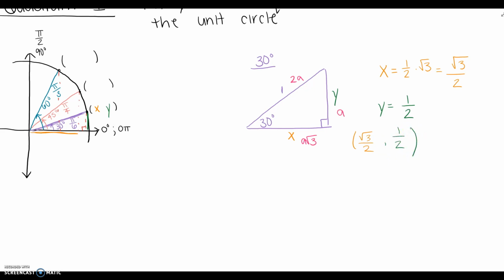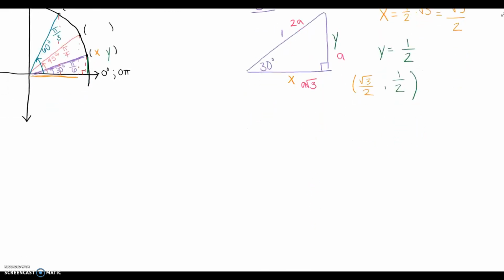Now let's try 45 degrees. If I pull out my 45-degree angle, or pi over 4, and turn it into this right triangle, again, the hypotenuse is 1. This distance is still x, this distance is y, but it's a different kind of triangle. Because it's a 45, 45, 90 triangle, I know that y is equal to a, x is equal to a, and the hypotenuse is a root 2.